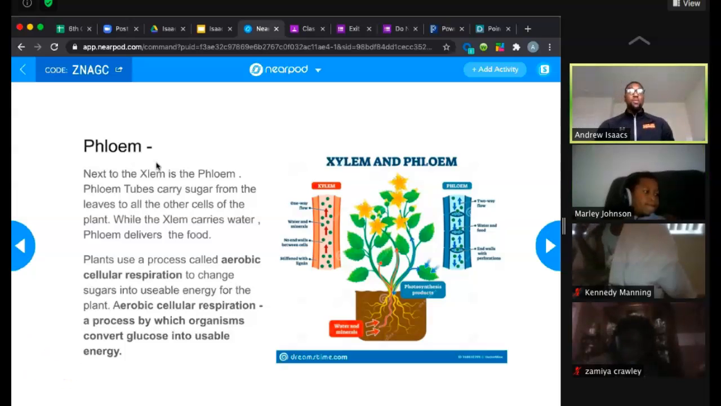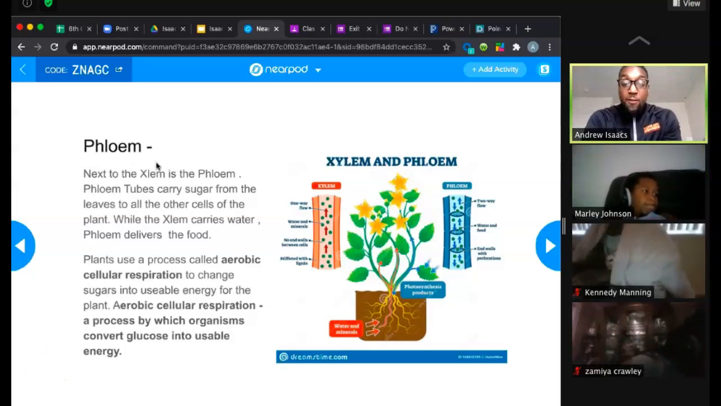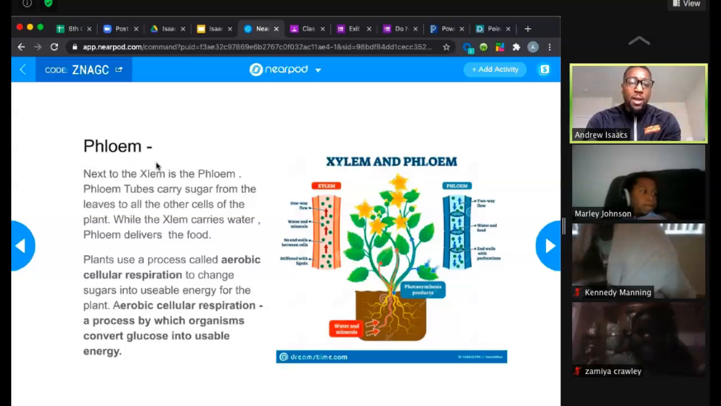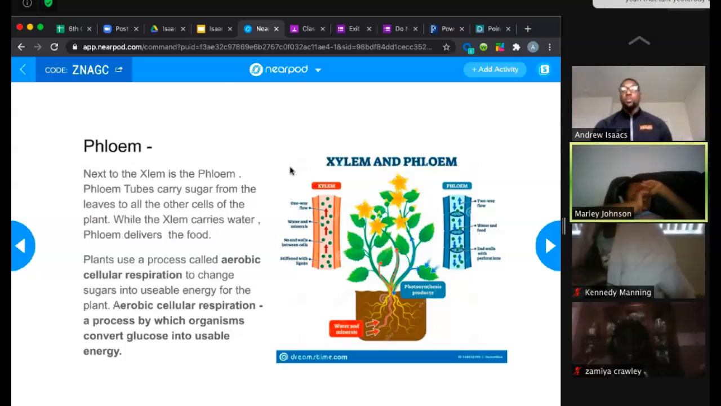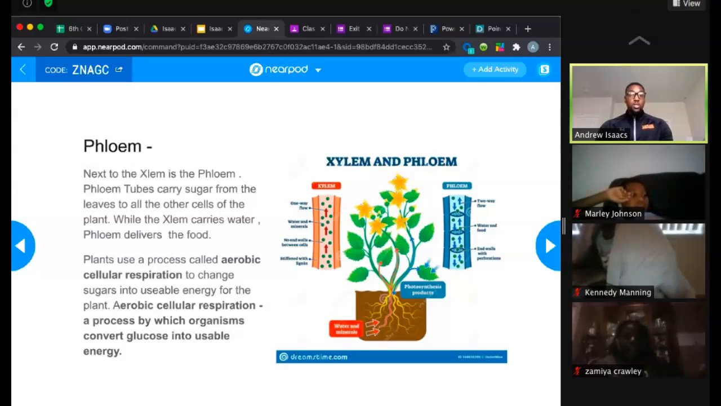So, the phloem carries food up and down throughout the plant, right? It carries the sugars all around and allows the plant to have the energy it needs to continue to grow, right? So it uses a process called aerobic cellular respiration. We also talked about cellular respiration last week as well, right? Because by itself the sugar that's in plants cannot give it energy. It has to use cellular respiration and get oxygen, so that way it can create usable energy for the plant.